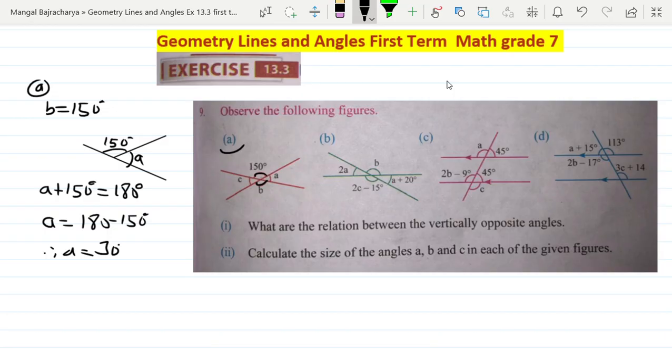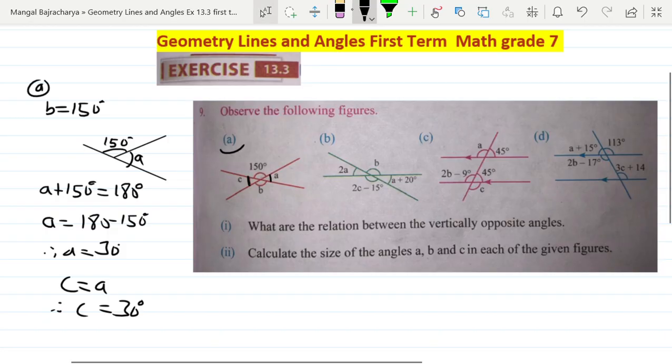And once you find A, angle C you can find the very same way, as C and 150 are supplementary angles. Instead of that, as you have already found A, you can say A and C are vertically opposite angles. Angle C and angle A are made on the opposite side of these two lines intersection. So you can say C equals A. So this way you get angle C equal to 30 degree. That's it. So I made it clear with number A.